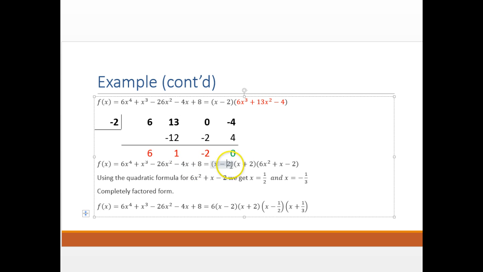So this whole function now becomes x minus 2 times x plus 2 times 6x squared plus x minus 2. This we can plug into our quadratic formula, which you should be able to master by now. And we get x is 1/2 and x is negative 1/3. So these are our factors: x minus 2, x plus 2, x minus 1/2, x plus 1/3, and we already know our leading coefficient is 6. So we should be able to factor any polynomial that can be factored over the set of rational numbers.